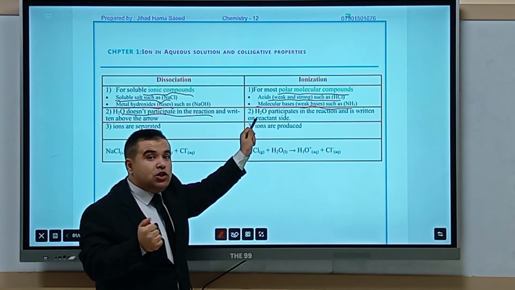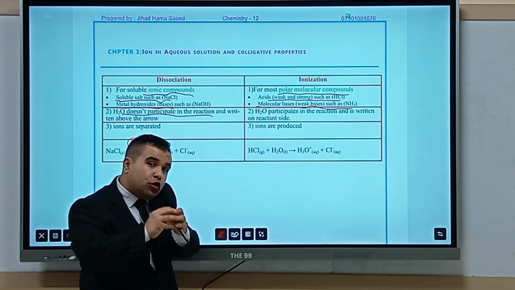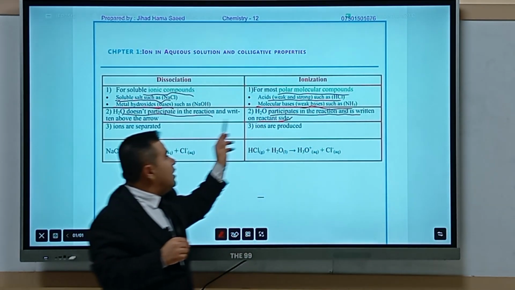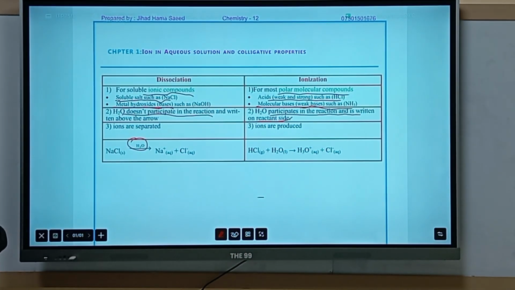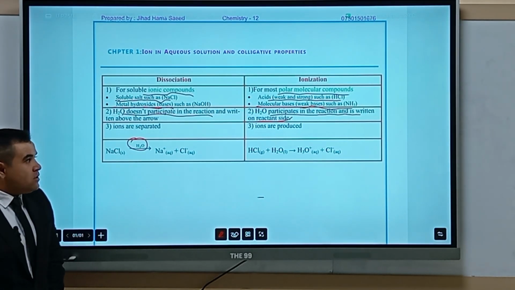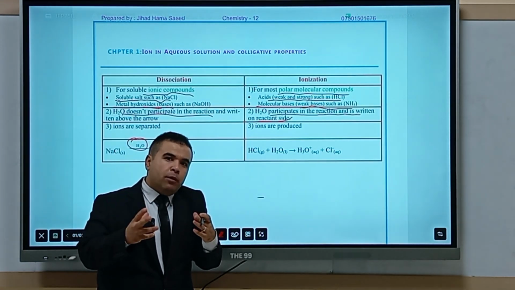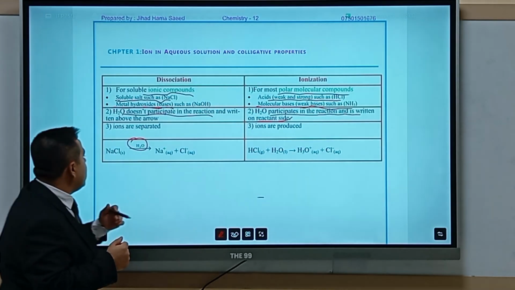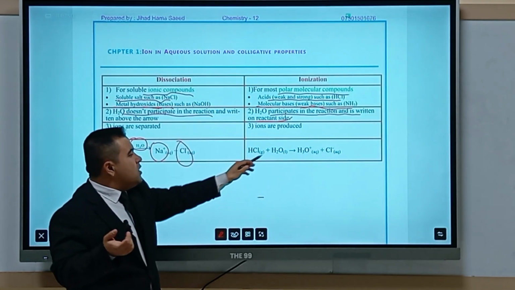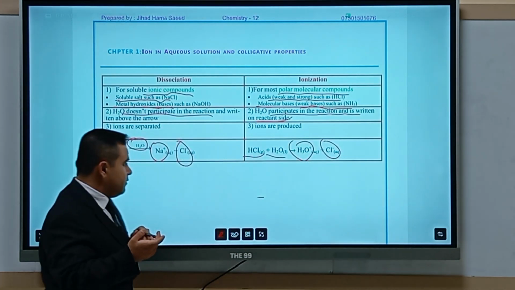But in ionization, unlike dissociation, there should be attraction of the molecular compound with water. So water participates in the reaction, as written on the reactant side. Here the ions are separated because there were existing ions. But there the ions are produced or formed. Why? Because there were no existing ions. Example, NaCl dissociates to Na and Cl. HCl reacts with H2O to form hydronium and Cl negative.